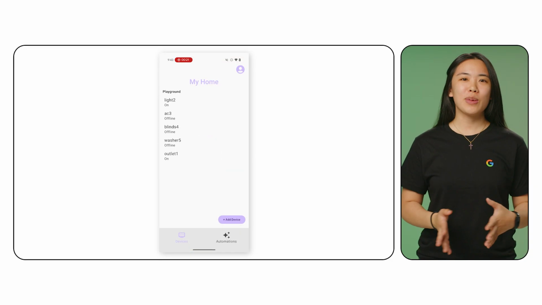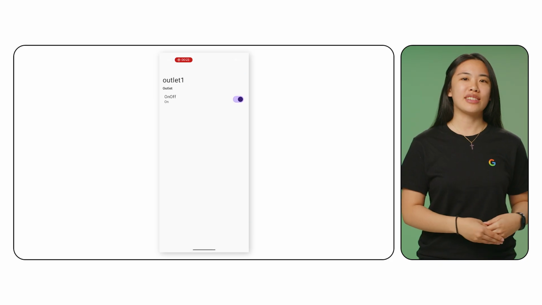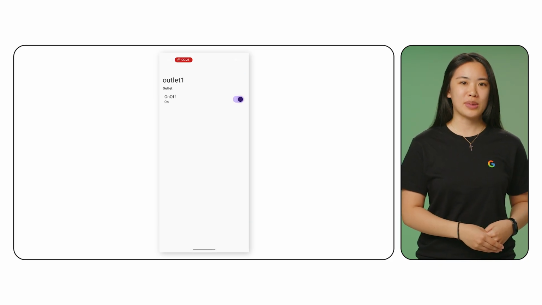Note that today we're only showing how to render and control the on-off trait. Other trait examples have been included in the same file for your reference. Now, coming back to our app, we'll see the up-to-date device state for our supported device types.